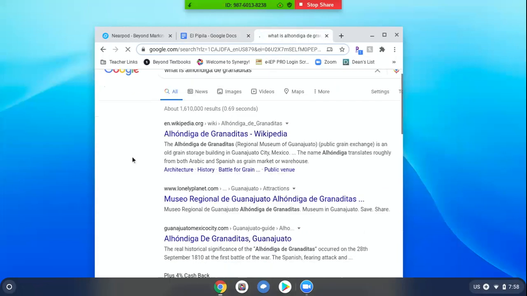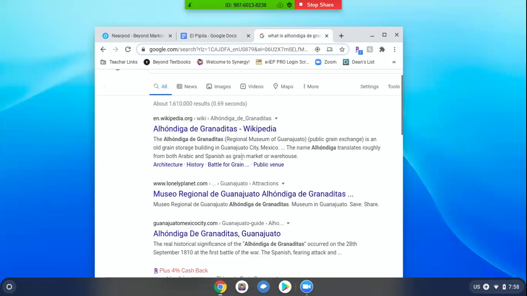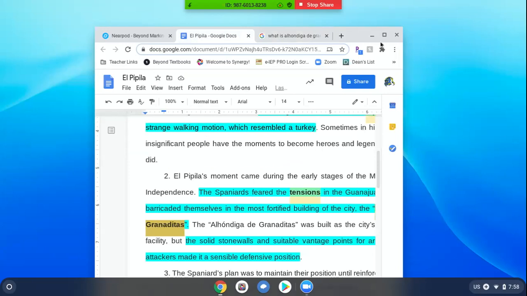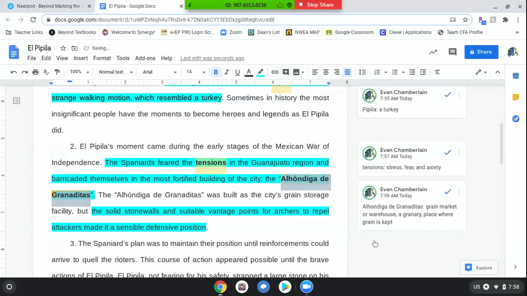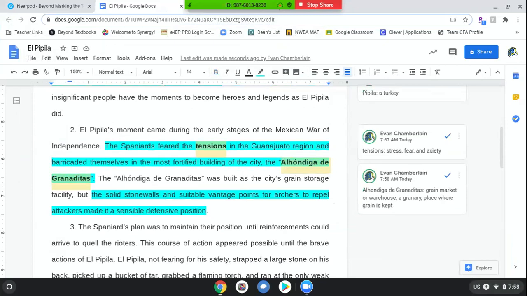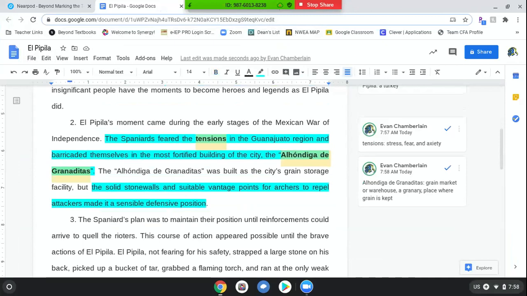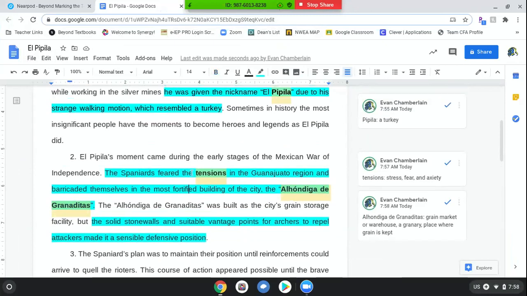Algorithms. Oh, a grain market or warehouse. Like a granary. Basically where you would store your grains. So here, I will comment grain market or warehouse, a granary, place where grain is kept. Perfect. And so now I have, again, I've done the first two paragraphs. You will have to do paragraphs 3, 4, and 5, just like you did your highlighting.